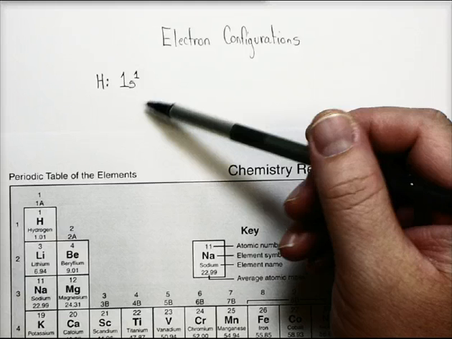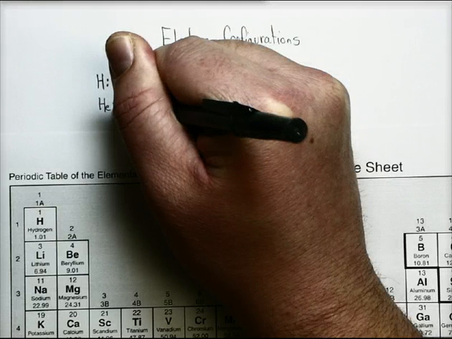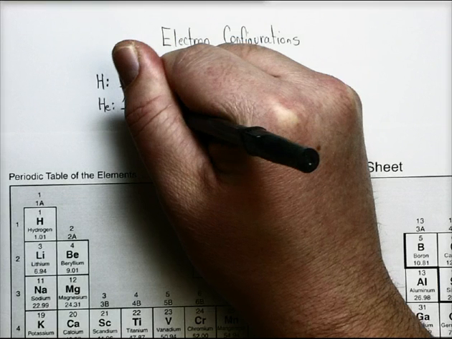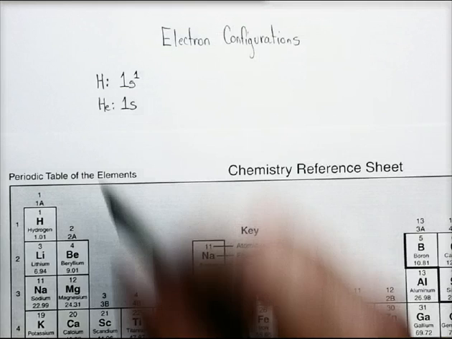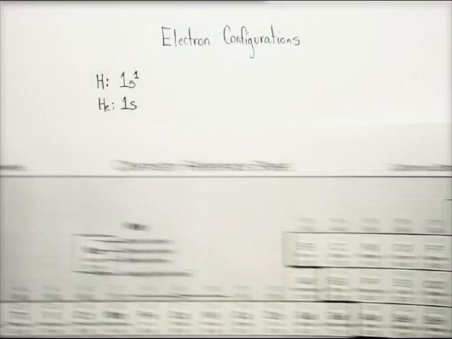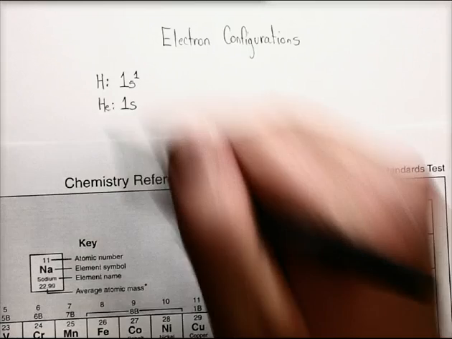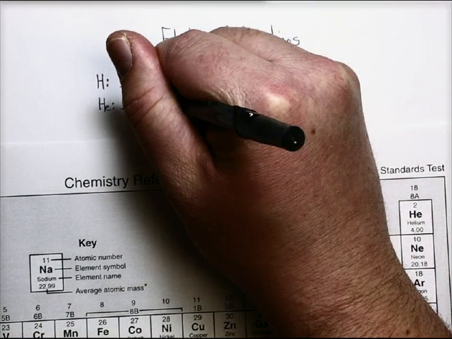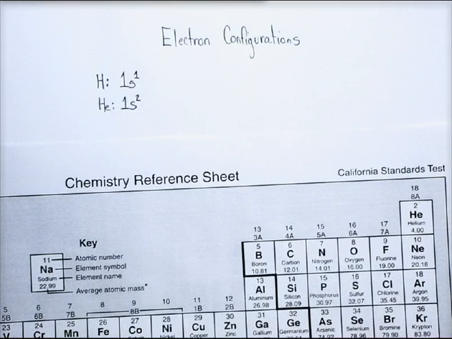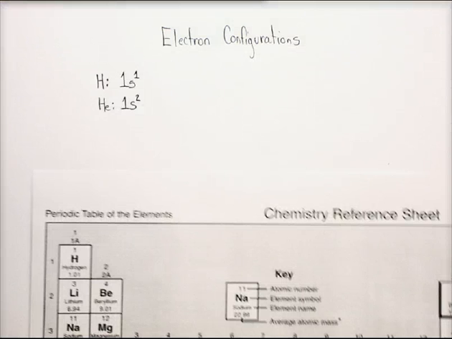So let's go on and make this more complicated, and now let's do it for helium. So the first place that will fill up is the 1s sublevel. And now helium, if we look, has 2 electrons. And since an s sublevel can hold 2 electrons, there they go. Alright, easy so far, right?